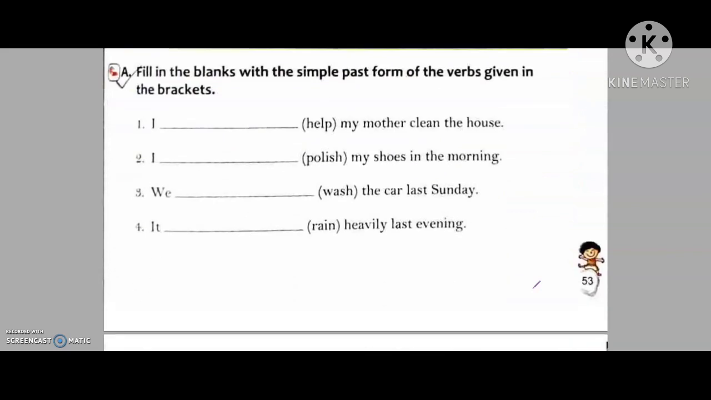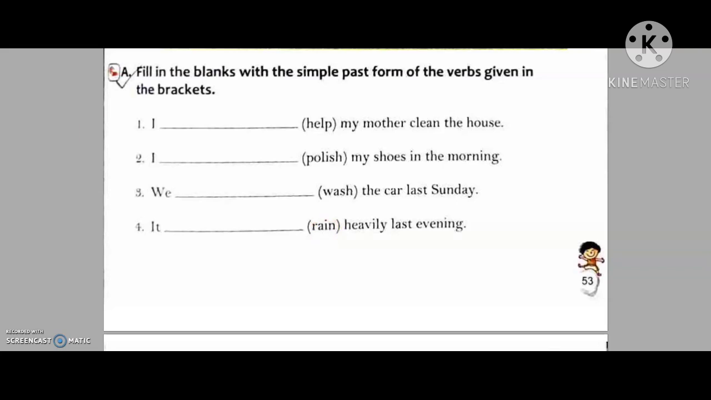Now let's see exercise A. Fill in the blanks with the simple past form of the verbs given in the brackets. So here in this exercise, children, we have the clue given. We have verbs given in the bracket, the base verb, and we have to make these words in the simple past form. You know how to make it, isn't it?